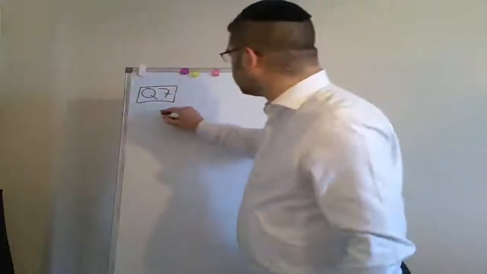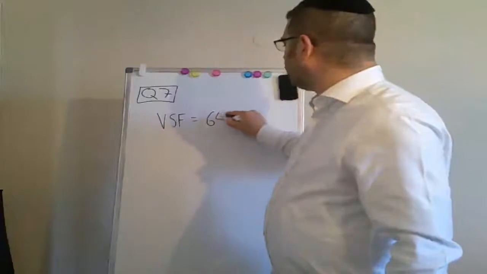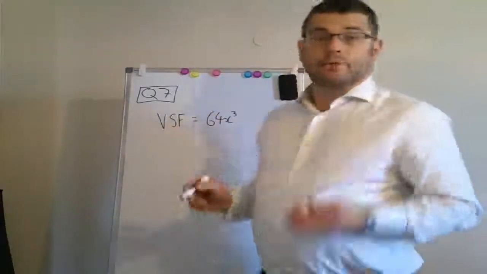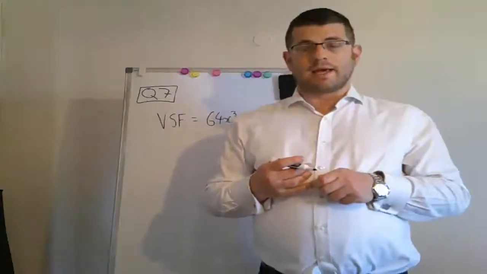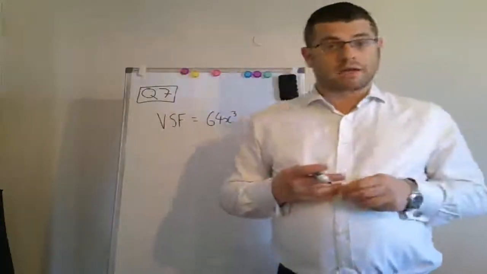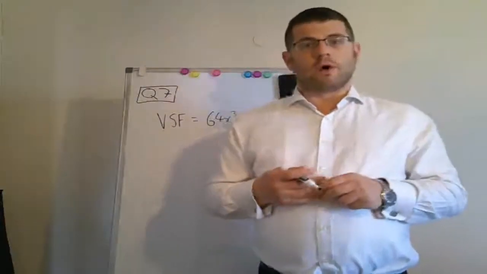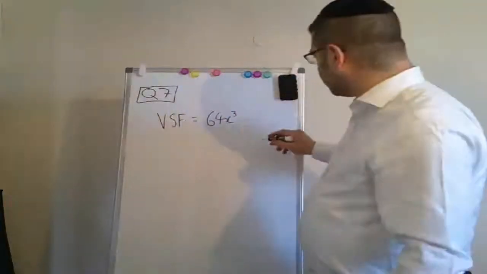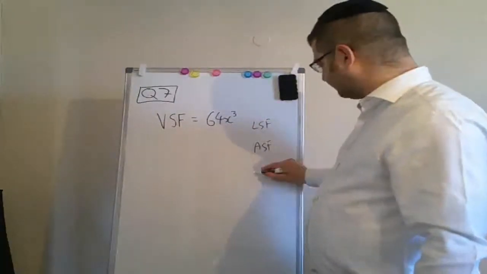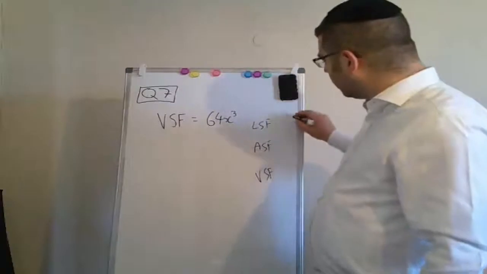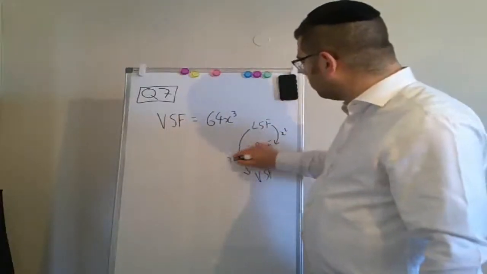So let's write that down. Let's write the volume scale factor is 64x cubed. And it's asking for a scale factor of area. And remember, to get any scale factor, really you need to go back to the length scale factor. Now we know from our diagram, let's just quickly get it down. We have LSF, ASF, VSF. Okay, here you square, here you cube.